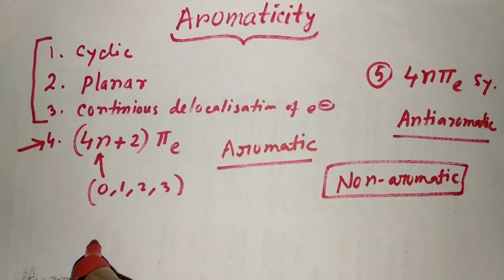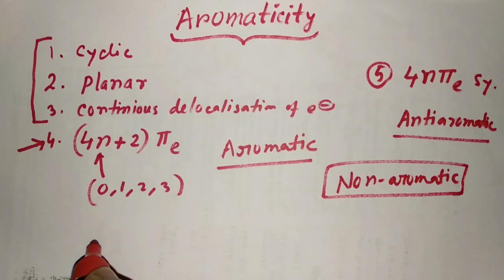Say this is the first example, a system like this. This is a three-membered system. It is cyclopropene. In that case it obeys the first rule, that the system is cyclic. Of course this is cyclic, not acyclic. Then the second rule says that the system should be planar. Of course the system is planar, so the second rule is obeyed.